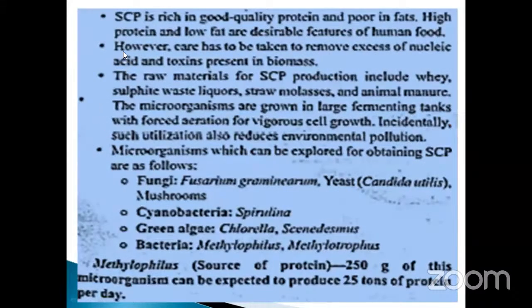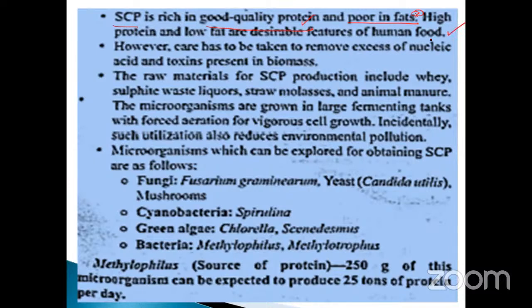Okay, see here. The single cell protein is rich in a good quantity of protein and poor in fat. This is the main aim, the main content. What is the main content of this one? Suppose you are taking single cell protein foods: a good quality of protein, but poor in fat. That's why most people take this. High protein and low fat are desirable features of human food.